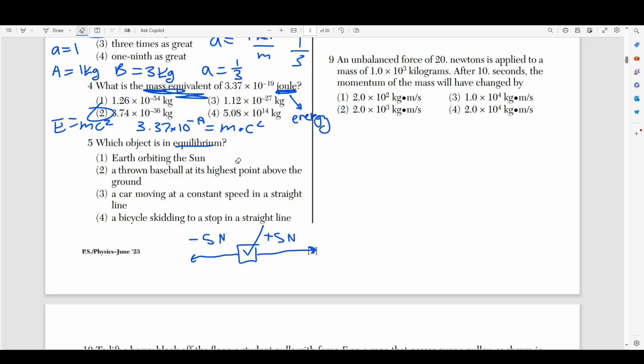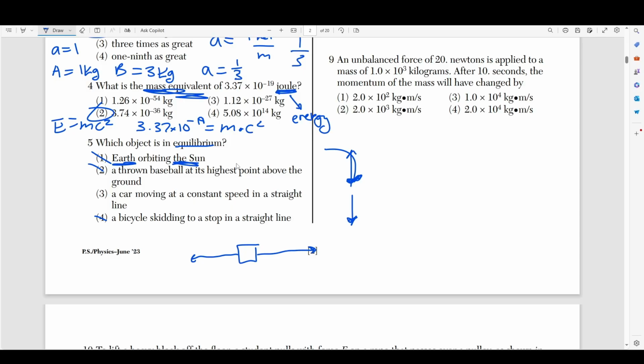So when you're looking for an object in equilibrium, you're looking for something that has no net force being applied to it, which means that choices 1, 2, and 4 have to all be wrong. The Earth orbiting the sun, whenever you orbit something, you're in a constant free fall, which means that gravity is impacting you, right? Gravity is pulling you down, and there's no force acting against that gravity, so it's unbalanced.